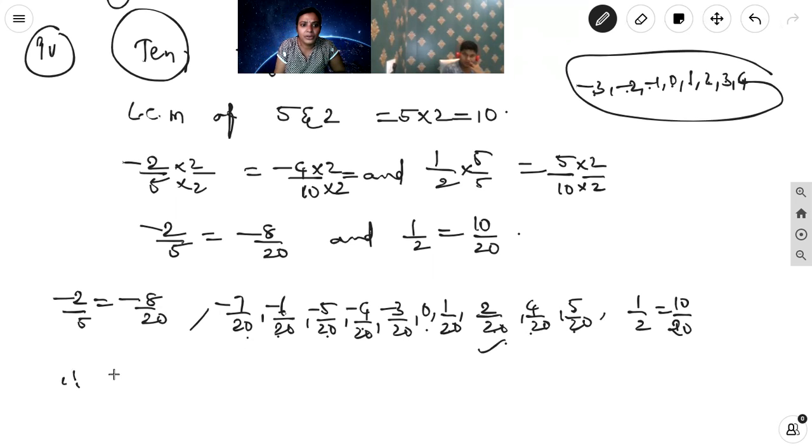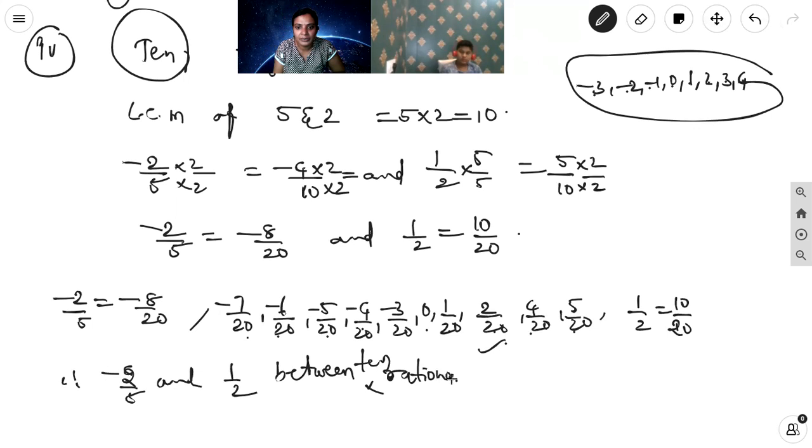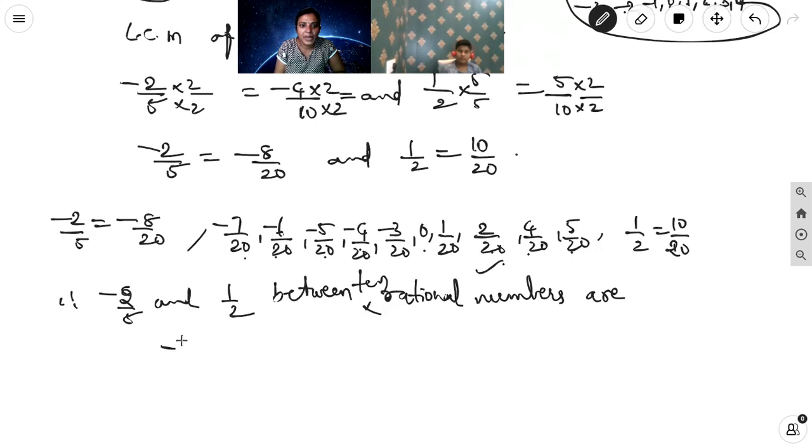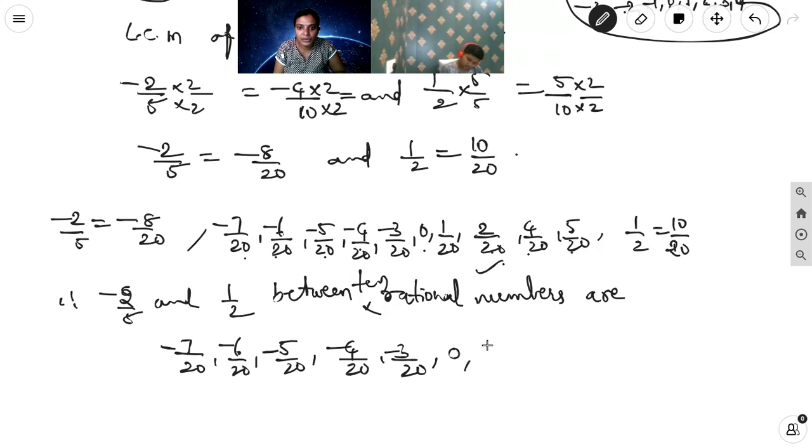Therefore, the 10 rational numbers between minus 2 by 5 and 1 by 2 are minus 7 by 20, minus 6 by 20, minus 5 by 20, minus 4 by 20, minus 3 by 20, 0, 1 by 20, 2 by 20, 4 by 20, 5 by 20.